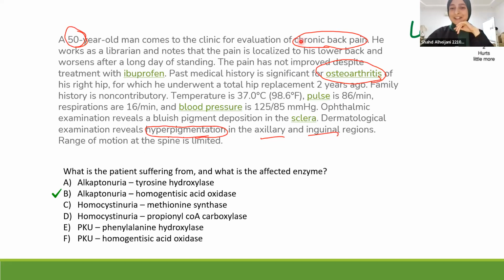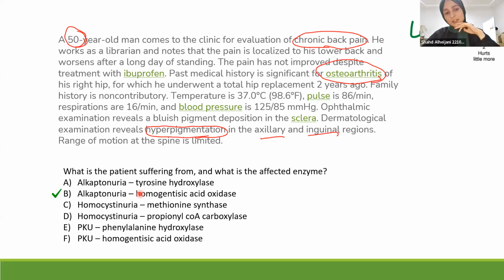Yes, the captain. So we have the captain with the dusty joints, with the hyperpigmentation. They didn't mention the black urine, but they mentioned hyperpigmentation and osteoarthritis. So they mentioned the two other symptoms. They don't have to mention the urine itself. So this means we have alkaptonuria.